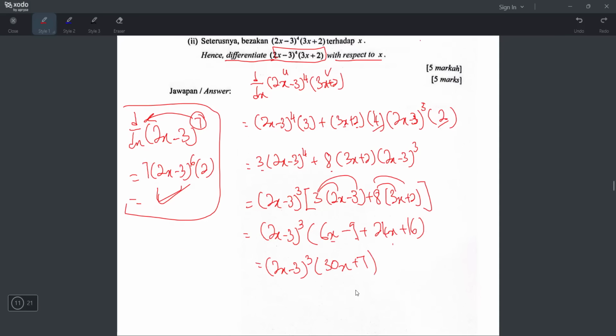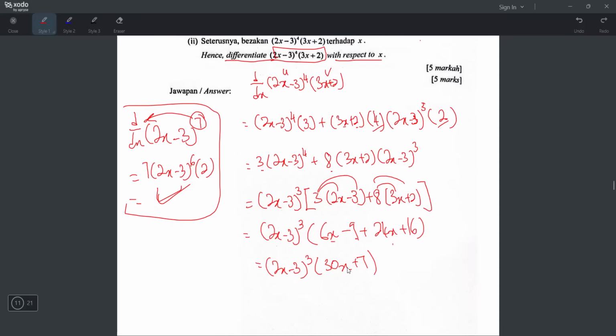Right? Okay, after you are done differentiating, always ask yourself this: can you factorize this? If no, that means you are finished already. But if you can still factorize, it means you're not done yet. You have to factorize completely, then only your answer is considered finished.